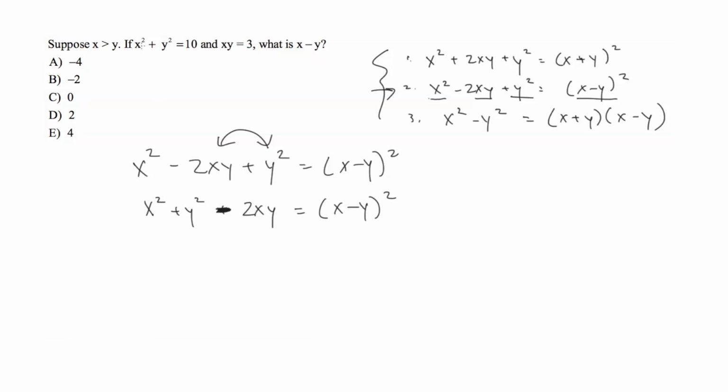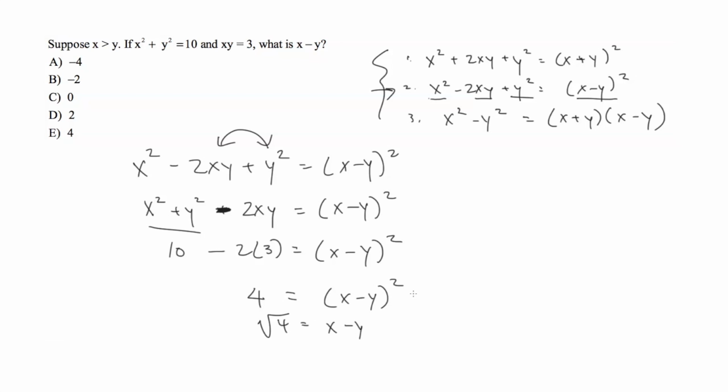If we plug in the value that they give us for x squared plus y squared, they give us 10 minus 2 times xy, which is equal to 3. And this is equal to the quantity of x minus y squared. We have 10 minus 6 is equal to 4, and 4 is equal to x minus y squared. And so we take the square root of both sides, the root of 4 is equal to x minus y.